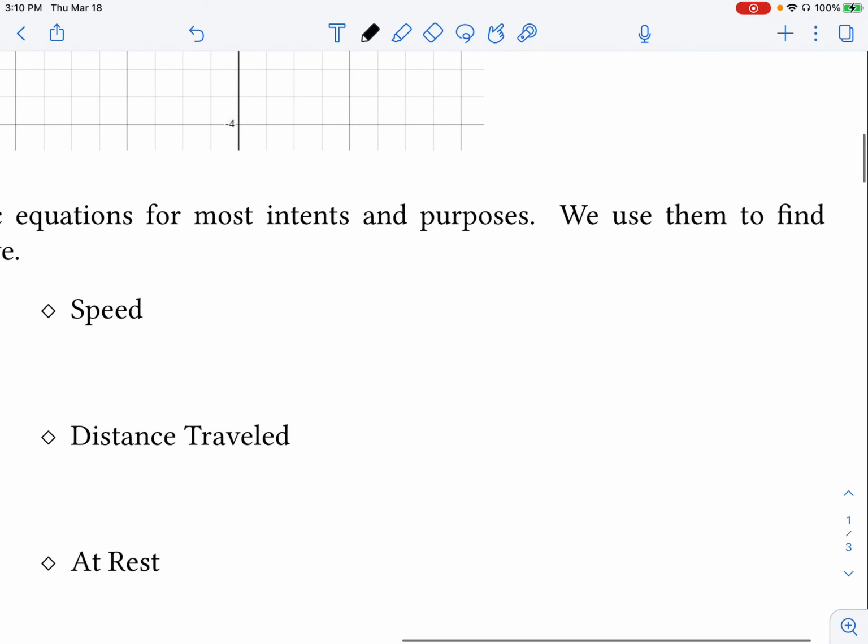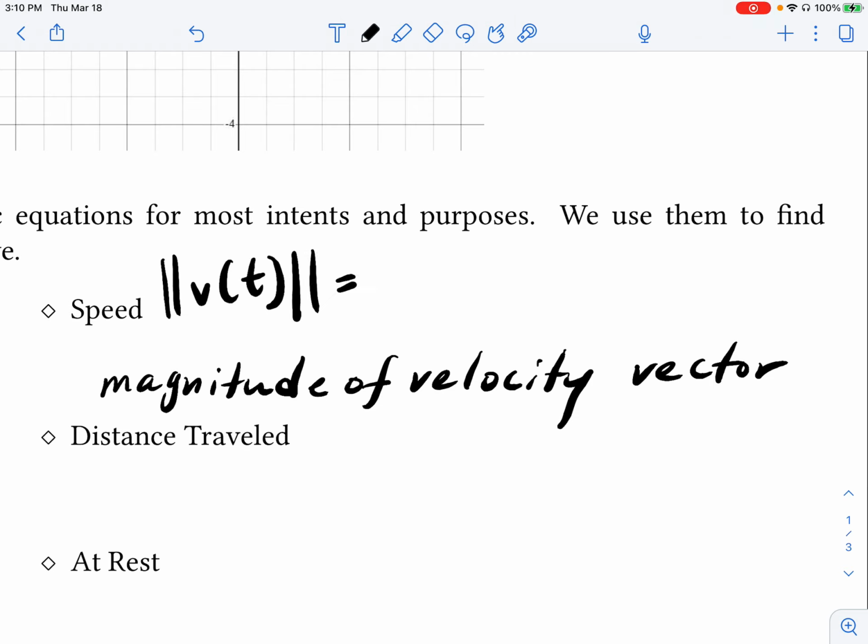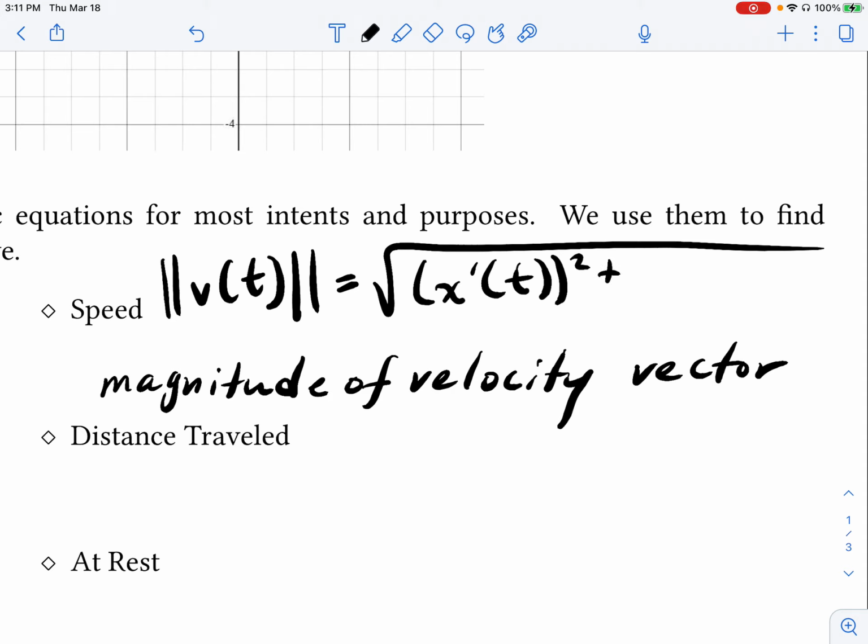So now let's move on to talking about speed. Well, I just said that speed is simply the velocity without direction. So in other words, we're describing the magnitude of our velocity vector. And if you recall, the magnitude is effectively just using the distance formula here. So we would say the magnitude of our velocity vector is the square root of x prime of t, all of that squared, plus y prime of t, all of this squared, okay?